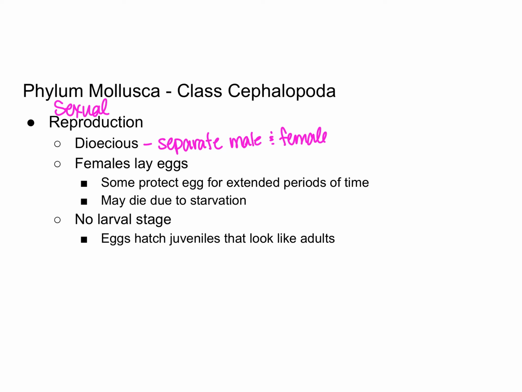They do not have a larval stage, meaning that when the eggs hatch, the juveniles look like adults. And so basically the babies look like little baby octopi or squid. They don't have that intermediate body form that you see in things like insects.